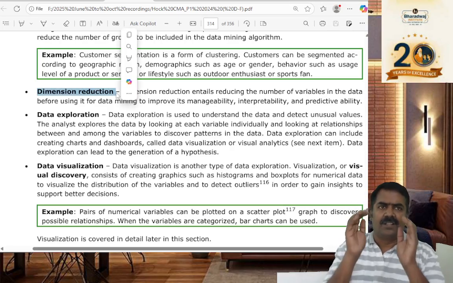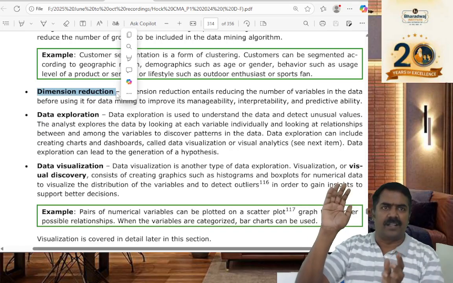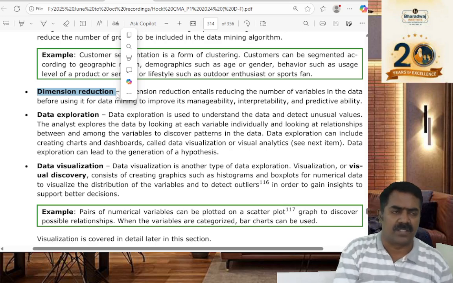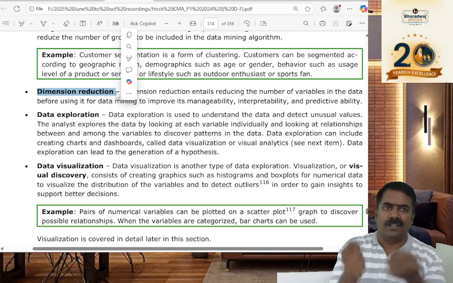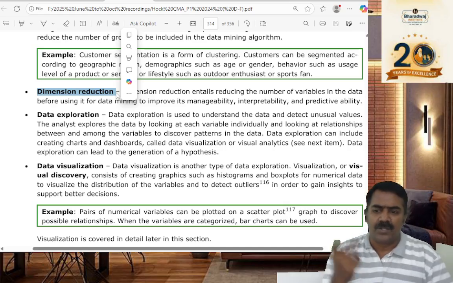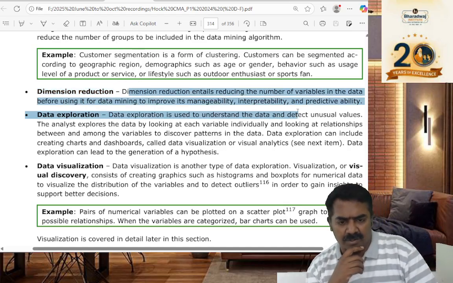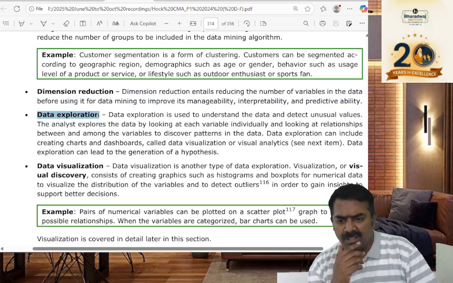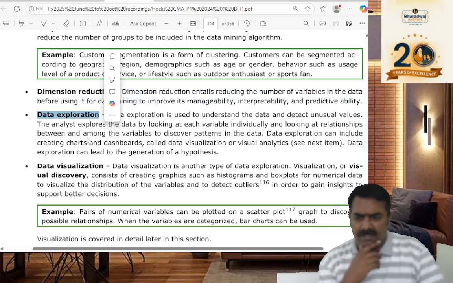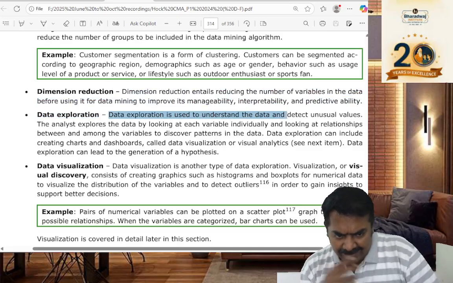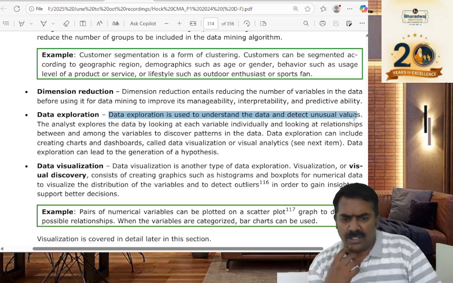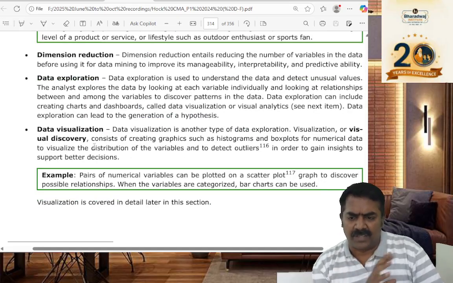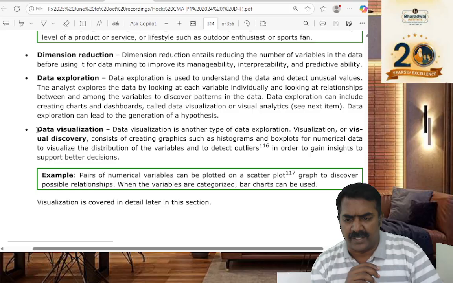For example, laptop is a generic term. Under laptop, there are gaming laptops, business laptops, stylus laptops, 2-in-1 convertible laptops. So dimension reduction gives manageability, interpretability, and predictive ability. What is the next one? Data exploration. Simple. Understand the data, detect unusual values. Unusual values, just eliminate. Usual values you take.